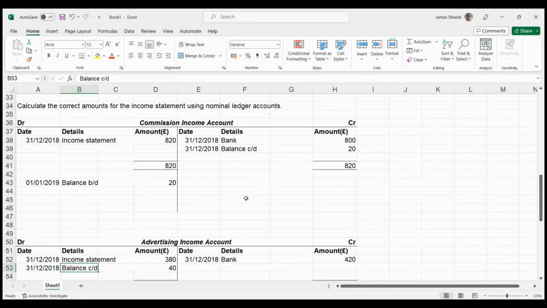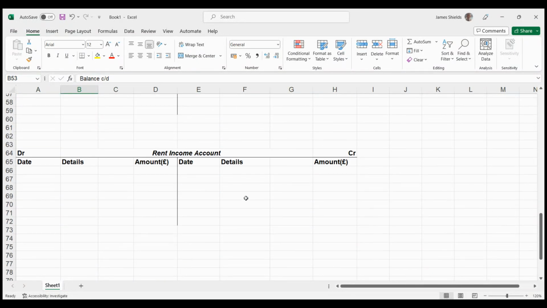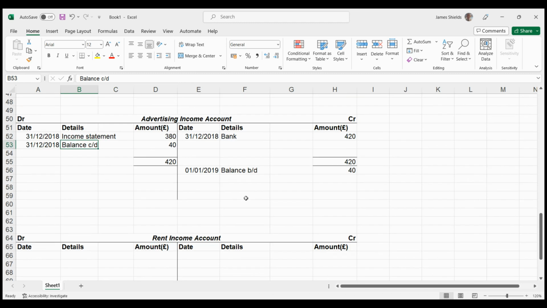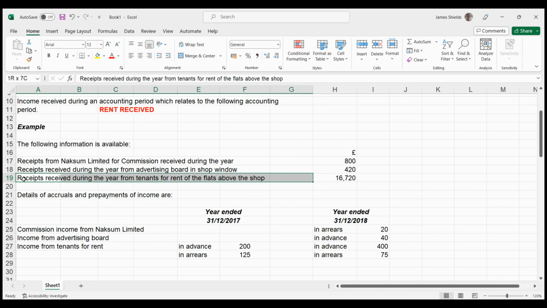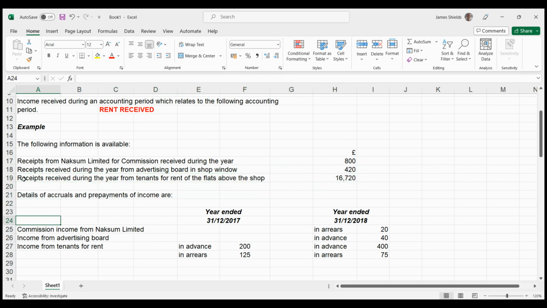Now the next account, let's check down here, is the rent income account. So rent received from our tenants. So receipts during the year from tenants for rental flats above the shop was 16,720. I'll come back to that in a moment. Because here we've got some extra stuff this time. Income from tenants for rent. At the end of last year, someone had paid in advance 200, someone had paid in arrears of £125.